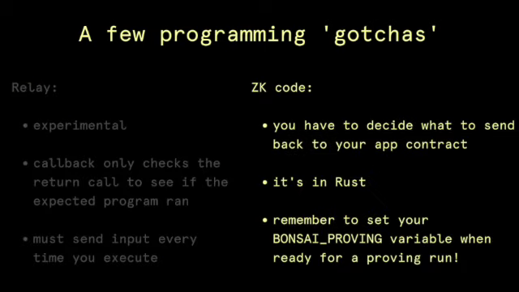And then programming gotchas on the ZK side are pretty simple. As far as the ZK code goes, you're going to have to decide what you want to send back to your app contract, so those results need to be explicitly shared back. It is in Rust, so you are going to be hopping out of Solidity briefly, but we think it's, as Rust goes, fairly straightforward. And you want to remember to set the Bonsai proving variable when you're ready for a proving run so that you're not just doing execution only.